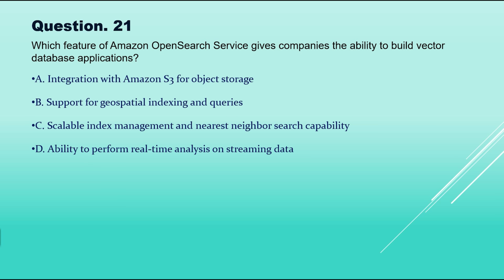So, the correct answer here will be option C, scalable index management and nearest neighbor search capability. The key feature of Amazon OpenSearch Service that enables companies to build vector database application is its KNN functionality, that is K-nearest neighbor, specifically provided through the KNN plugin. So, this allows OpenSearch Service to act as a vector database with efficient vector similarity search capabilities. So, option C is correct here.